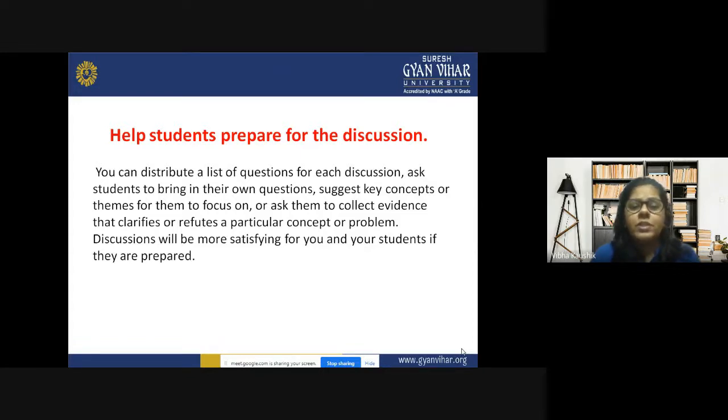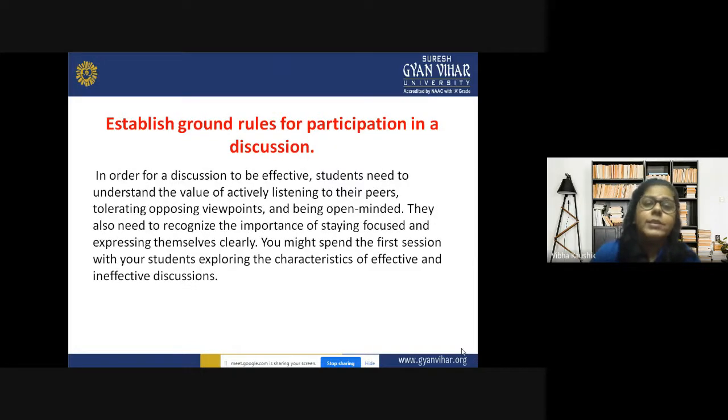Discussion will be more satisfying for you and your students if they are prepared. Means you will be able to achieve your objectives only when that discussion is held in a proper manner, and for that proper planning has to be there. Establish good rules for participation in a discussion. Means we have to prepare some rules. Some rules have to be formed when we are asking for participation in a discussion.